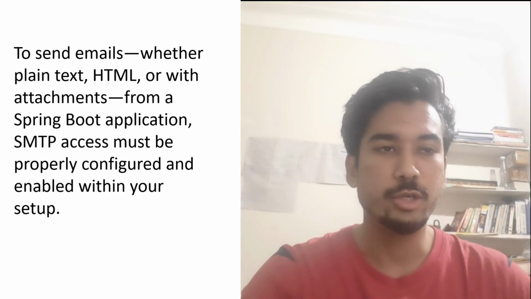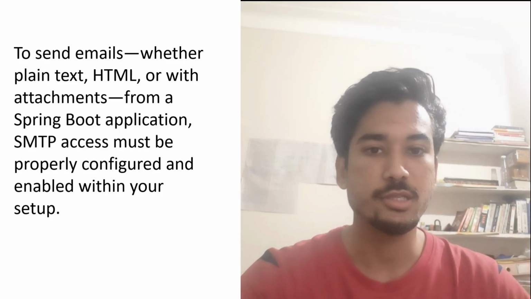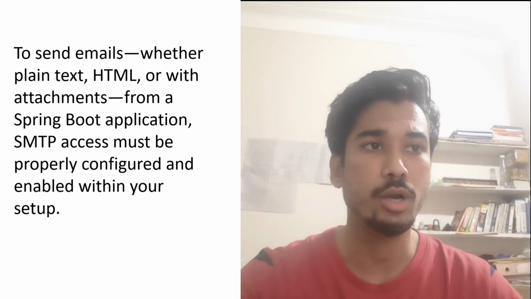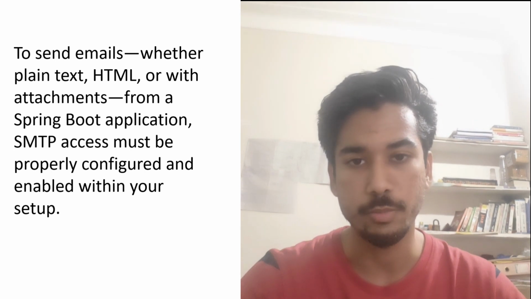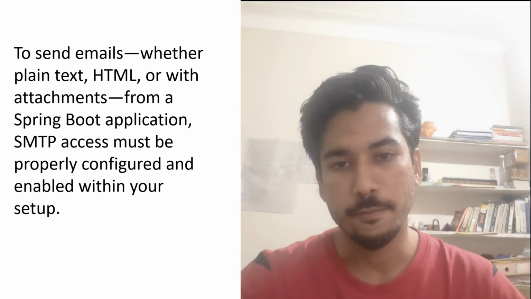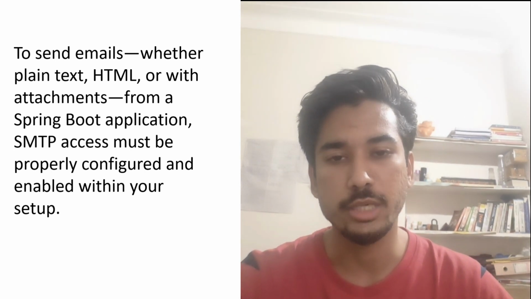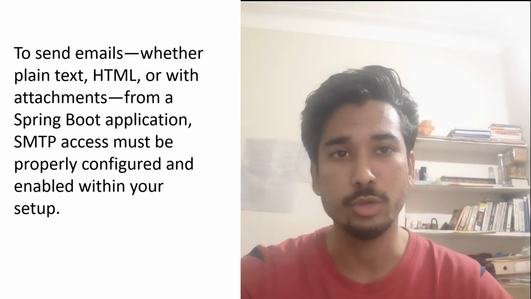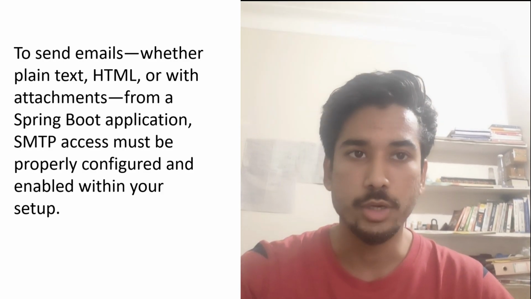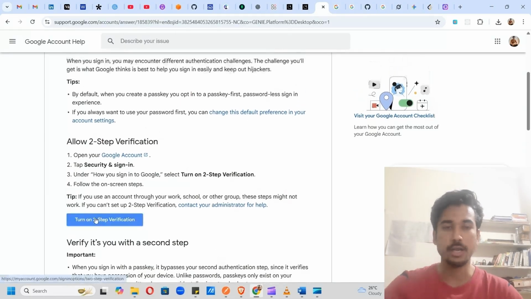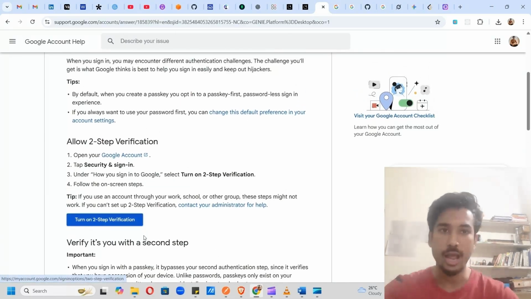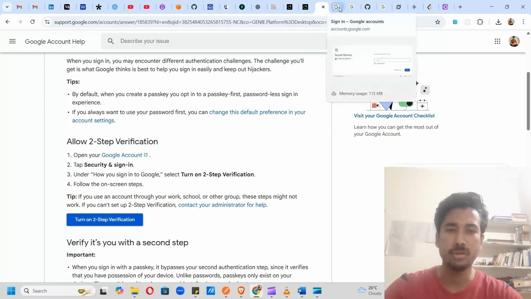So first we need to enable Gmail SMTP access. For security reasons, you cannot use your regular Gmail password for third-party applications. So we must generate an app password for authenticating our Spring Boot application. You need to head over to your Google account, first enable two-step verification, and generate an app password for your application, and you can name it anything.